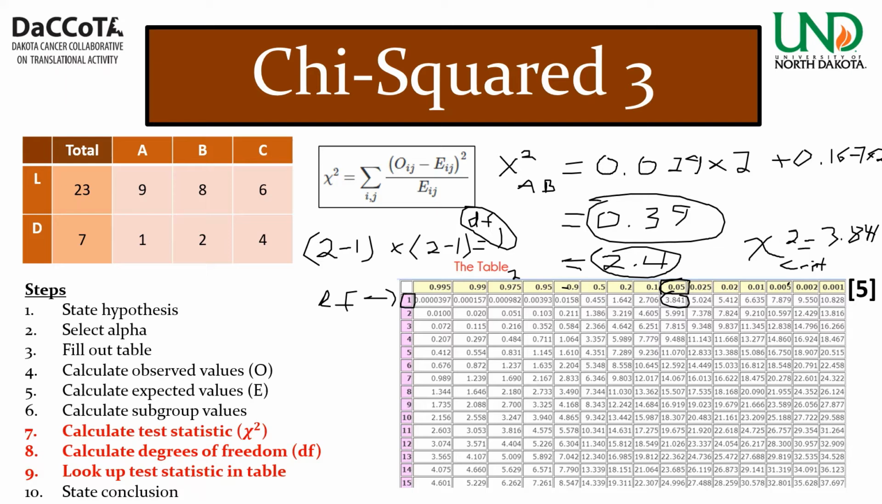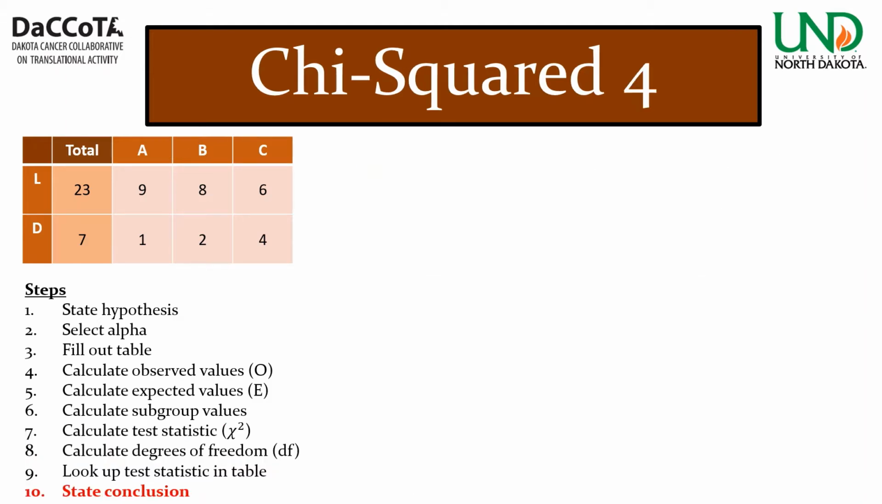So neither of these is larger than 3.84. This one's not even close. It's about 10 times off, and this one's still quite a bit off. So what that means is, based on the chi-square, there's no significant difference between A and B, and no significant difference between A and C, given that our test statistics were smaller than the critical value. So to state our conclusion definitively, there was no significant difference between A and B and A and C when it came to light and dark.